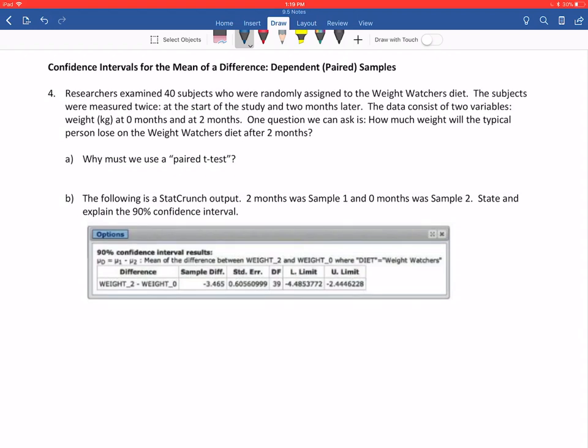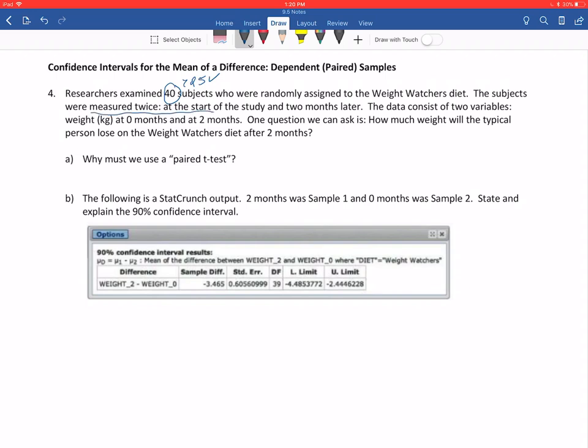Okay, so the first one we're going to look at is a confidence interval example. So we have researchers examining 40 subjects who were randomly assigned to the Weight Watchers diet. These subjects were measured twice, at the start of the study and 2 months later. And I'm going to just stop right there. I've got all kinds of information already. I already know that we're good to go sample size wise because that is bigger than 25.